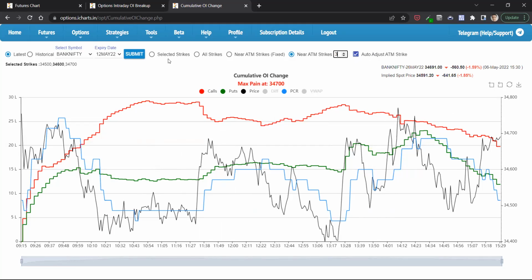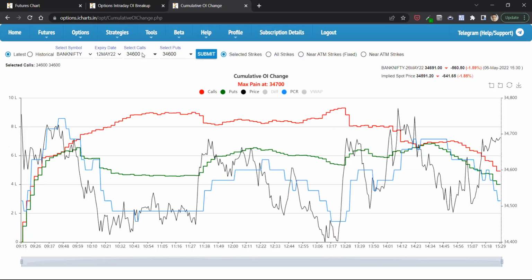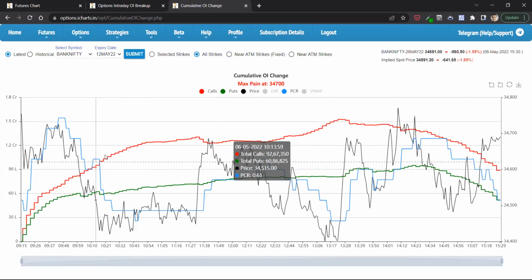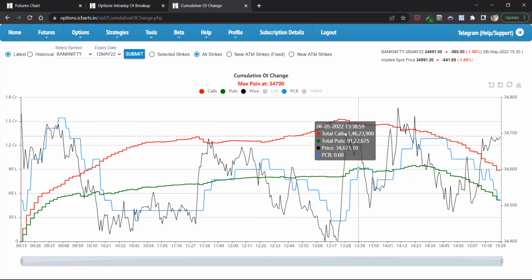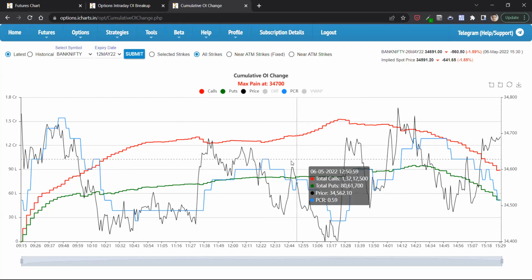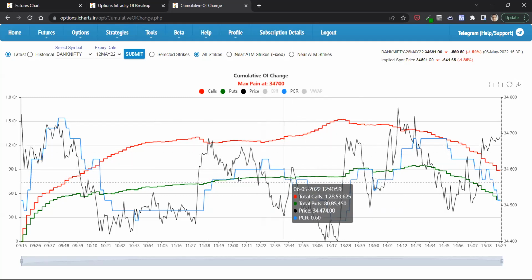Now that's it for this. Selected: if you want to only keep selected strikes, you can go for selected strikes and then select which call and which put strikes you want to monitor. You can also do that. But generally, all strikes is what gives you the overall picture, and most of the time this is fine. If you want to be more precise, then go for near-term strikes with just 1 strike above and below the ATM strike, and then you would have finer control over the kind of picture that you see here.